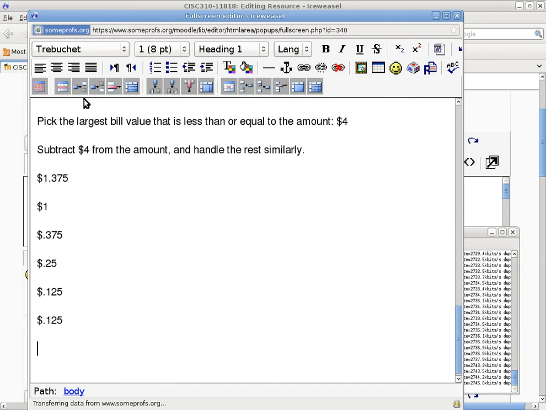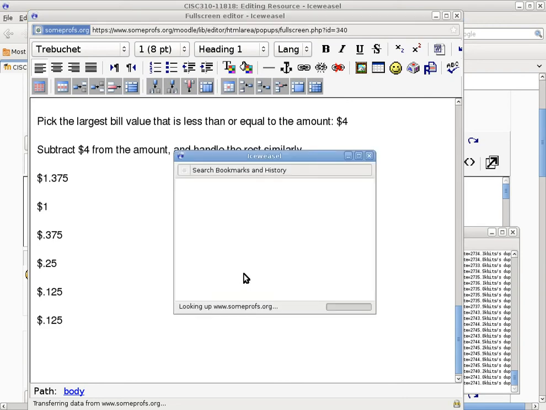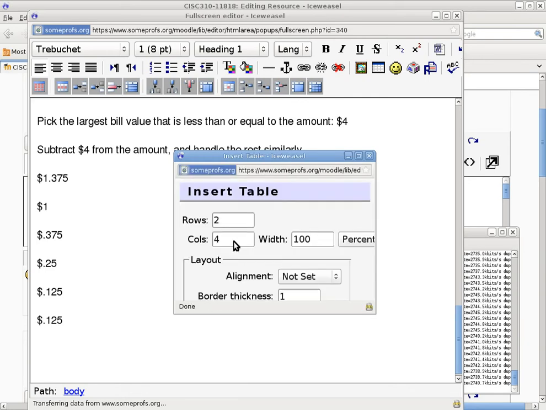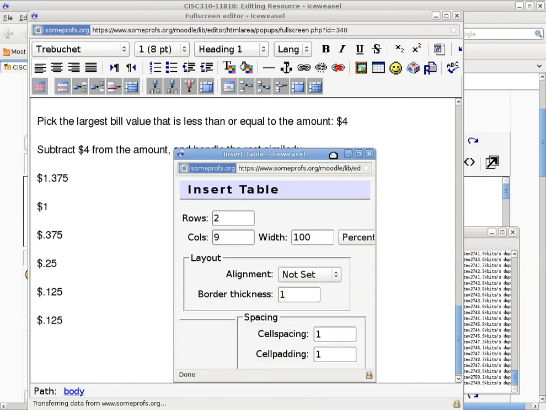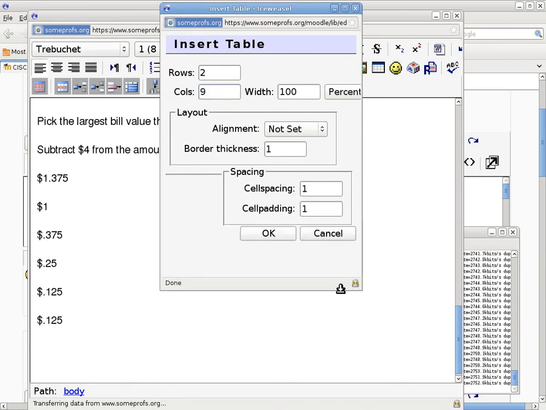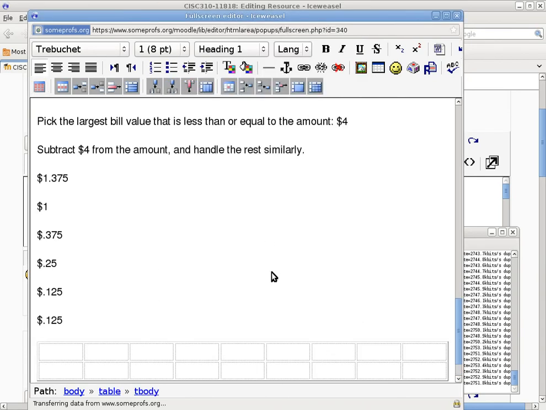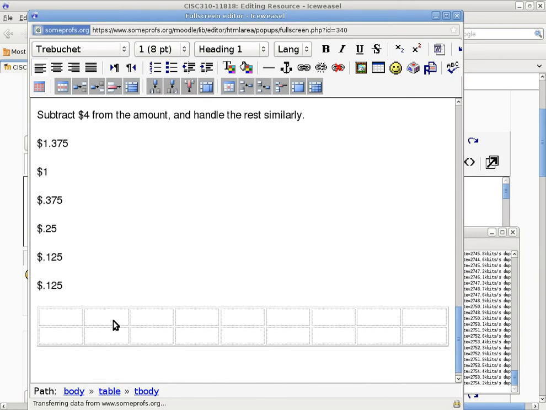So what I would do is put in a table. And let's see, the table tool is over here. Okay, so we'll have, well, let's say 2 rows and 9 columns. Because I'm using a bigger font, it does not display everything as it should. Okay, so now we have a table.